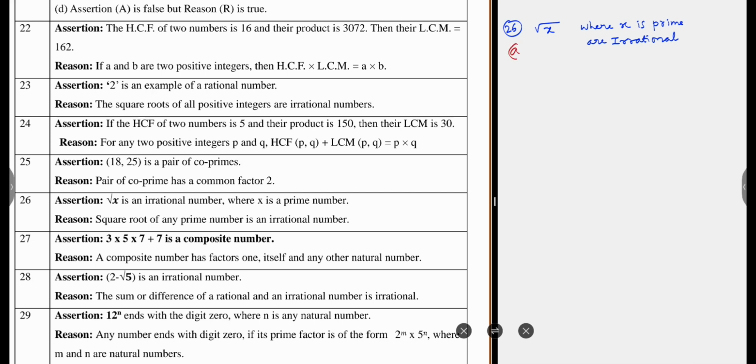Same thing it is given. Square root of any prime number is an irrational number. Correct. That is also true. And it is a correct reason. So you can write that option as A. Now question number 27.